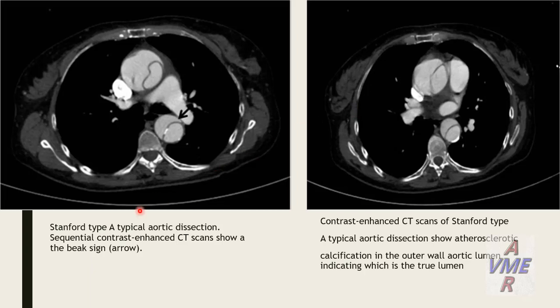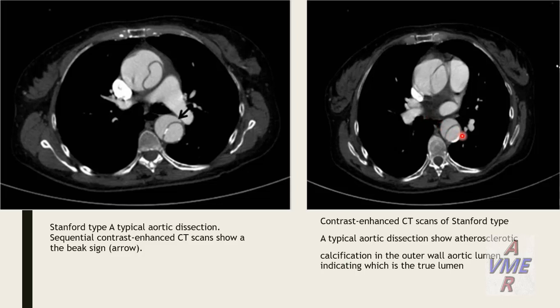Okay, this stands for type A typical aortic dissection. Sequential contrast-enhanced CT shows a beak sign. This is a beak sign. That means this is the false lumen and this is the true lumen. So we have beak sign here, crescent shape, and here is the true lumen, which is surrounded by calcification. Contrast-enhanced CT scan of the Stanford type A aortic dissection. So atherosclerotic calcification in the aortic wall, aortic lumen, indicating this is the true lumen.